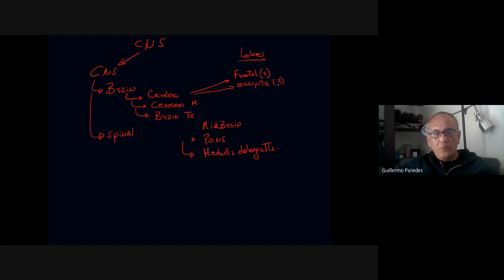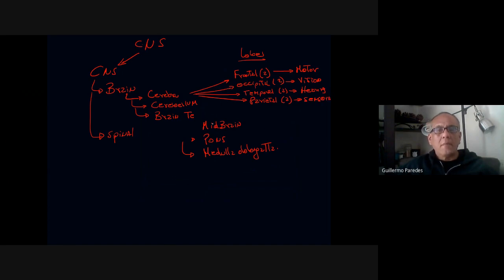Occipital lobe, we have two lobes. We have the temporal lobe, two lobes, and we have the parietal lobe, two. Okay, so you know the frontal is motor activity, occipital is vision, temporal is hearing, parietal is the sensorial area.